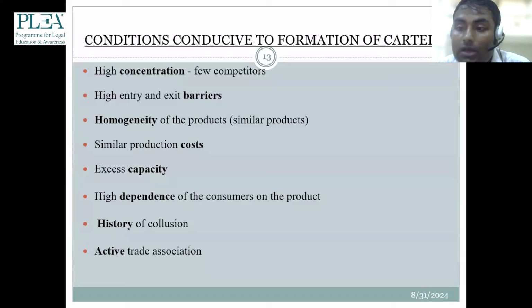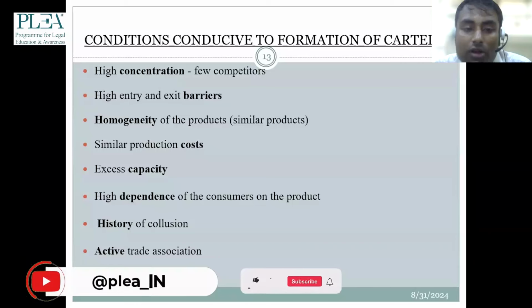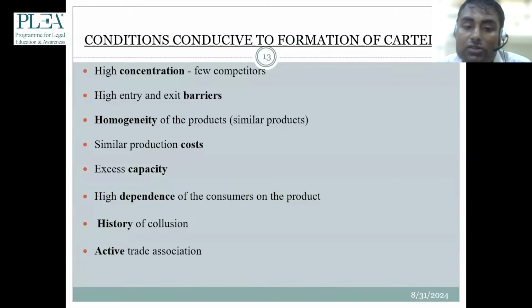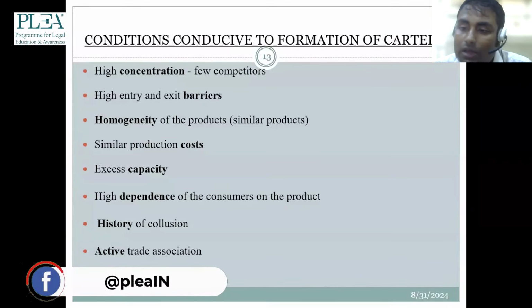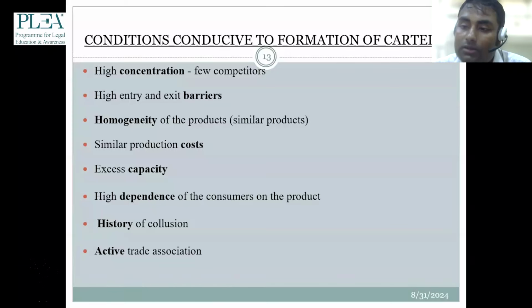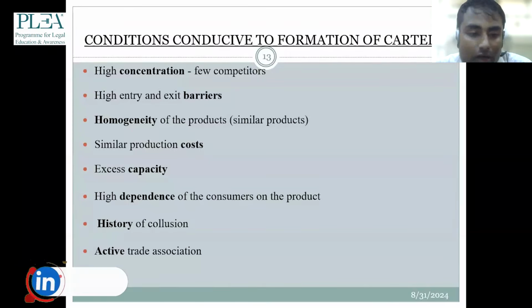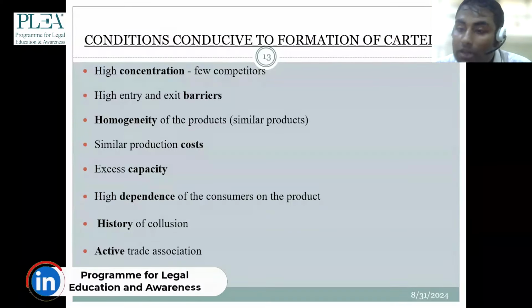Homogeneity of products. The products they are dealing with are of the same nature, not much different. Similar production costs, in most cases very near. Excess capacity, and high dependence of consumers on the product. They depend on the product so much that if it is not available, the consumer can do anything for it. History of collusion, and active trade associations.